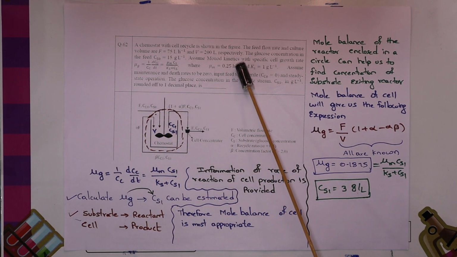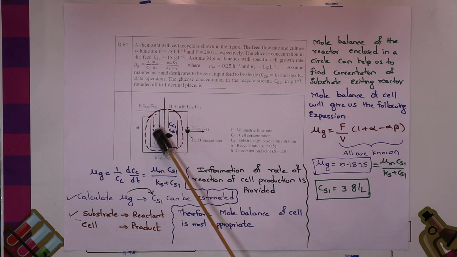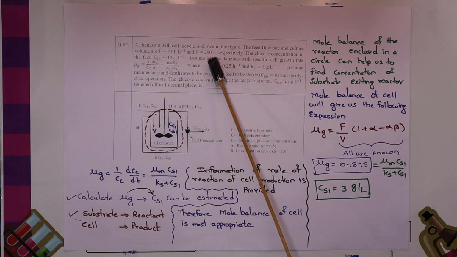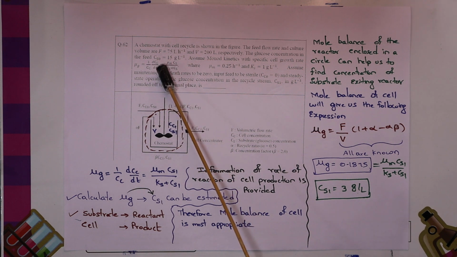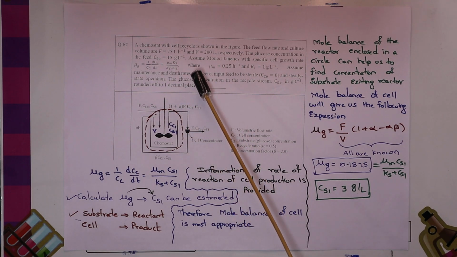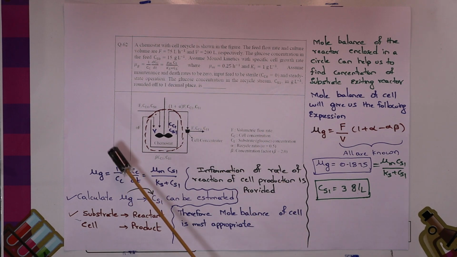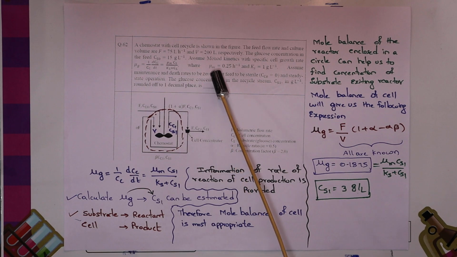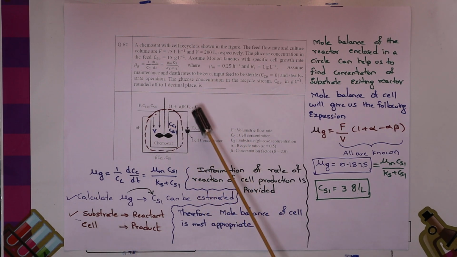Assume Monod kinetics for the specific cell growth rate. That means how fast the cells are forming in the reactor is given in terms of Monod kinetics: mu equals mu_m Cs by Ks plus Cs. Cs is the substrate concentration in the reactor and Ks is the specific constant for the Monod kinetics. Assume maintenance and death rates to be 0. That means no cell is dying in the reactor, so don't worry, it is not a major concern.